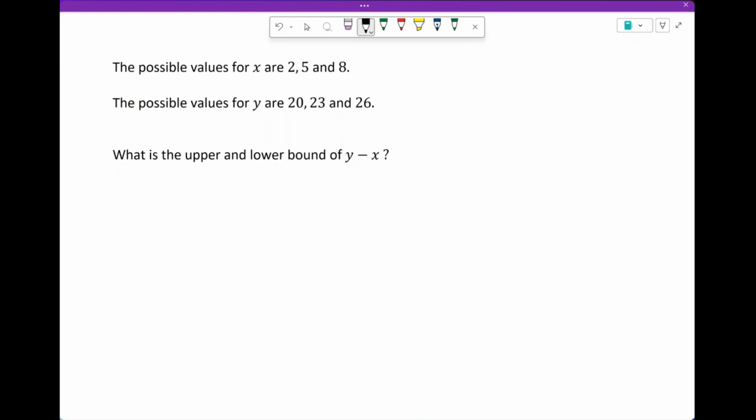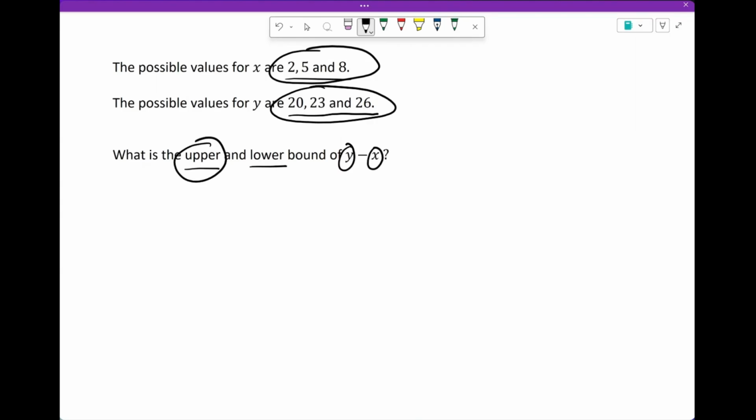So it says the possible values for x are 2, 5, and 8, and then the possible values for y are 20, 23, and 26. We need to figure out what is the upper and lower bound of the calculation y subtract x. So we're interested in subtraction here. The idea is I need to pick a value for y out of our three possible options, and a value of x out of our three possible options, and we want this subtraction calculation to be as big as possible for the upper bound and as small as possible for the lower bound.